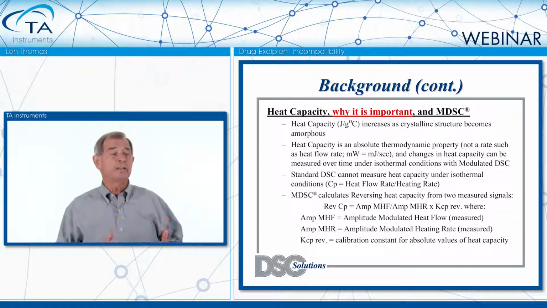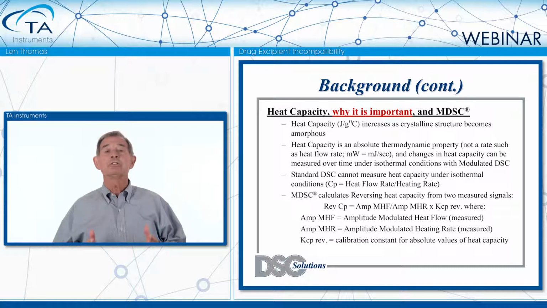So with modulated DSC, reversing heat capacity is equal to the amplitude of the modulated heat flow signal, that's a measured signal, divided by the amplitude of the modulated heating rate signal, again, another measured signal, times the calibration constant for reversing heat capacity. Now, it is not necessary to actually calibrate for heat capacity for this application.